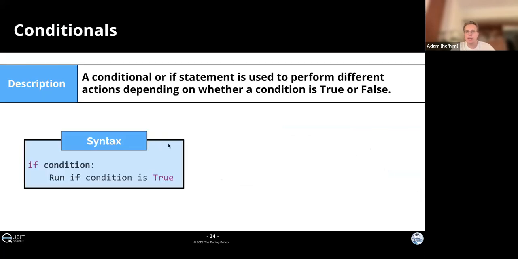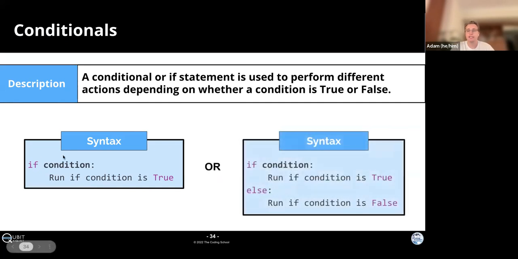And now the new thing is that we can use a conditional, or sometimes called an if statement, because that's usually how it's written, to perform different actions depending on whether a condition is true or false. This is a way to write code that will happen sometimes if something is true and do something else otherwise. We have two options. We can either just say if condition is true, then run some code, or we can provide an option where we say if condition is true, then run this code, and if it's false, then do this other thing.